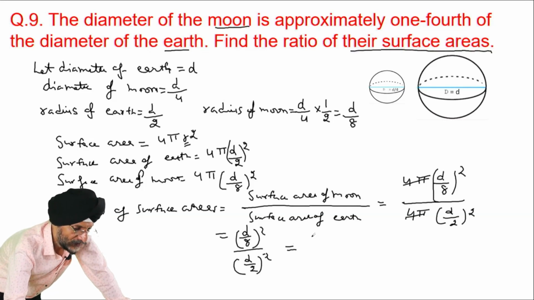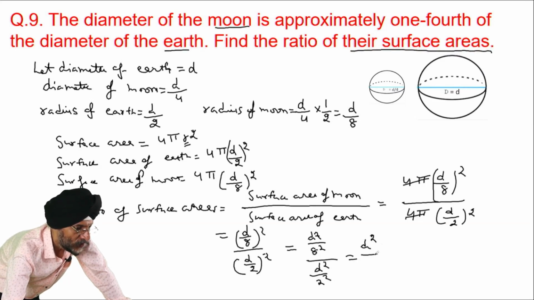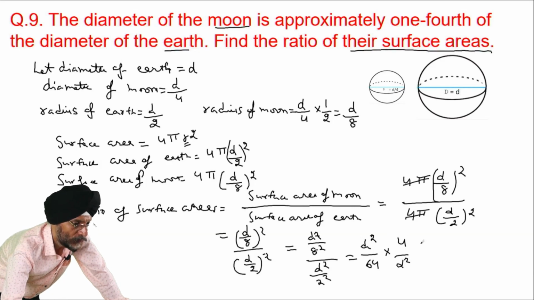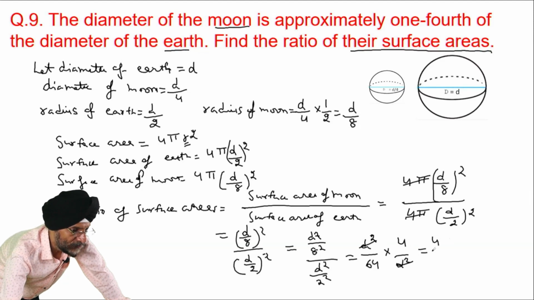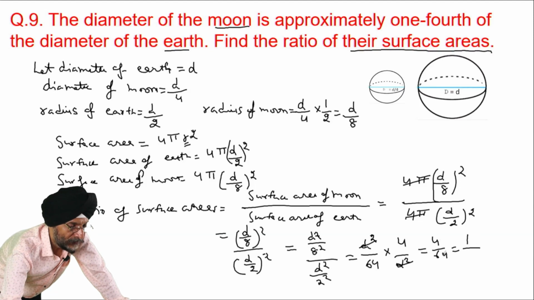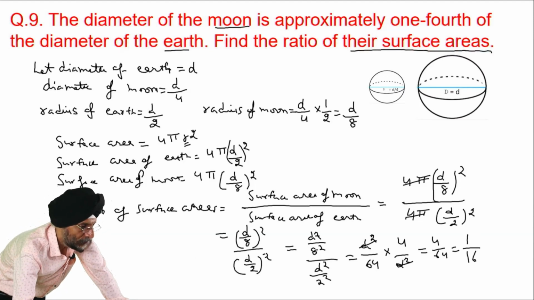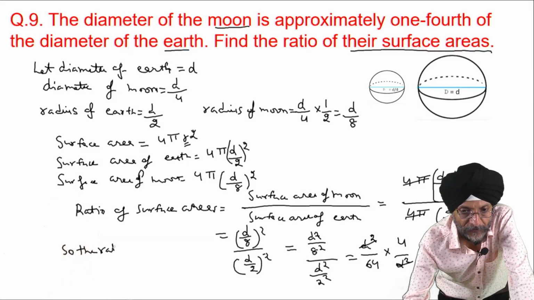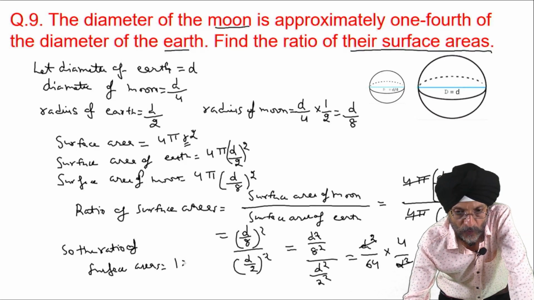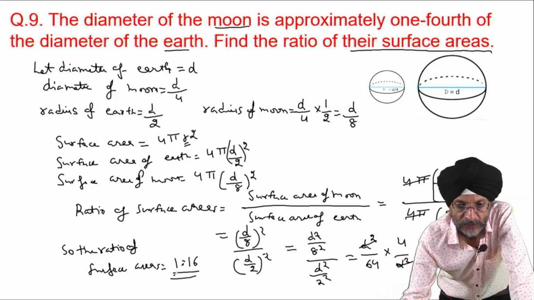Now what comes out? It comes out that it is d square divided by 8 square divided by d square over 2 square. In other words, we can say that d square over 8 into 8, 64 into d/2 will remain below d square. It will come on the upper side, 2 2 4. D square will be cut, this 4 over 64. We will divide by 4. It will come as 1 over 16. So the ratio of surface areas is 1 of 16. This is the ratio. This is the answer.